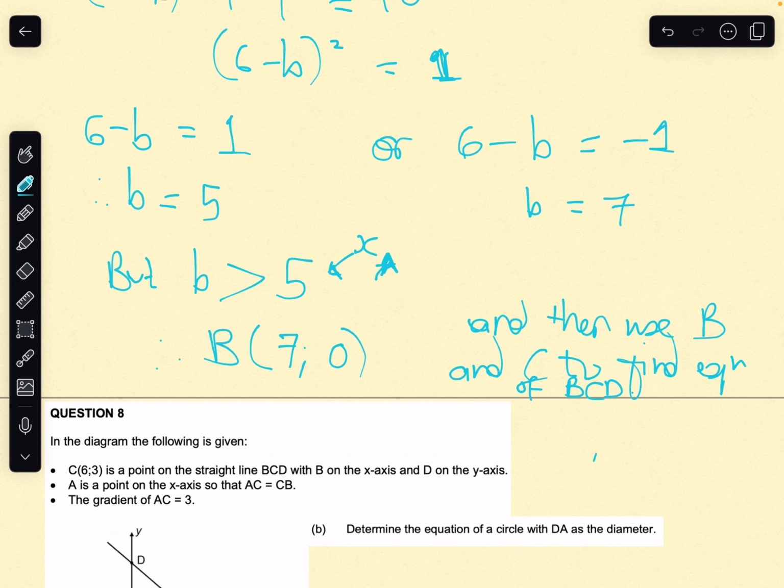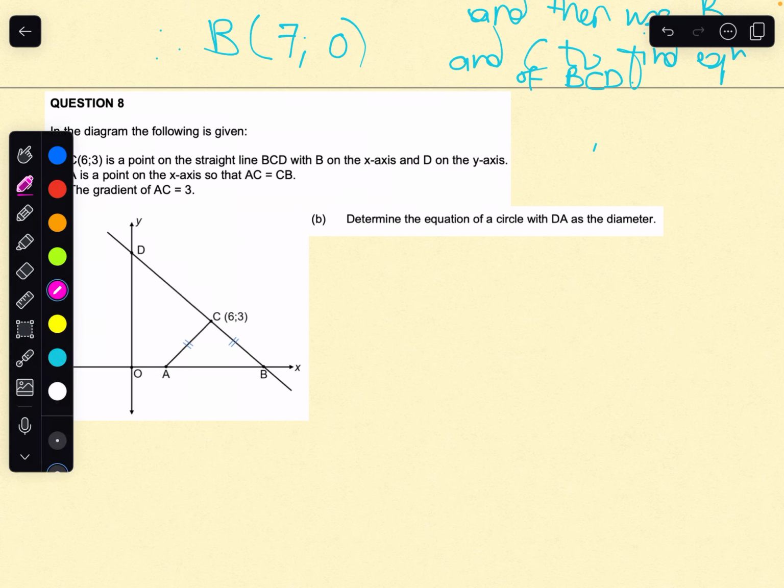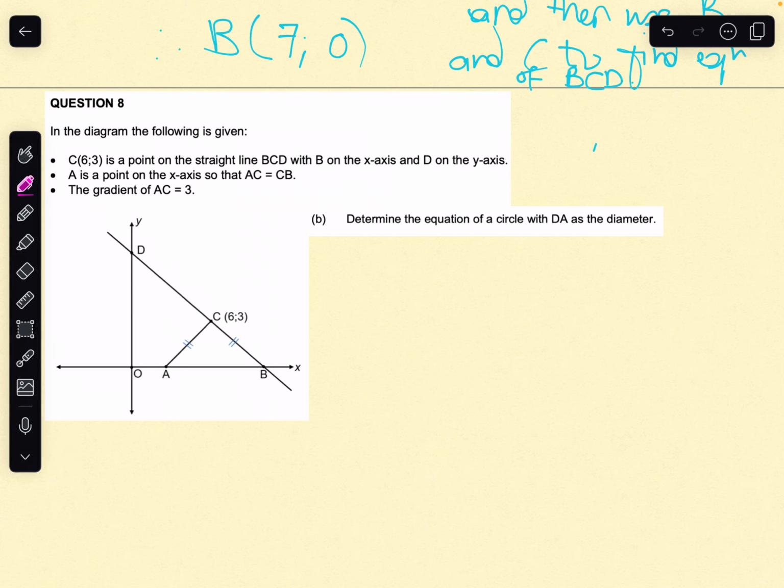Right, so the next question says, determine the equation of a circle with DA as the diameter. Oh my goodness, what is happening? What do you mean? This line is not even trying to understand.